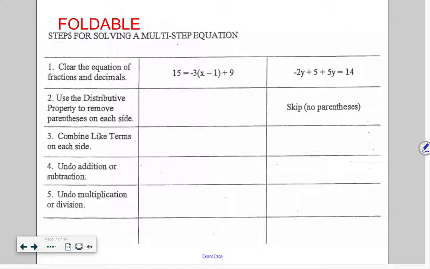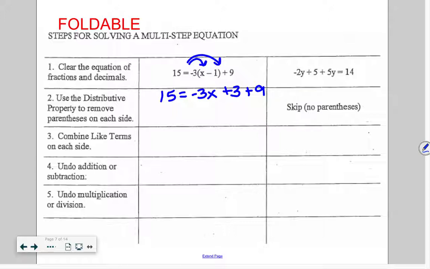So in this first one, if I have parentheses, I have to clear them. The only way to clear these parentheses is to distribute that -3 throughout the parentheses. So what is a -3 times x? What is a -3 times a -1? And bring down the 9 that has not been used.